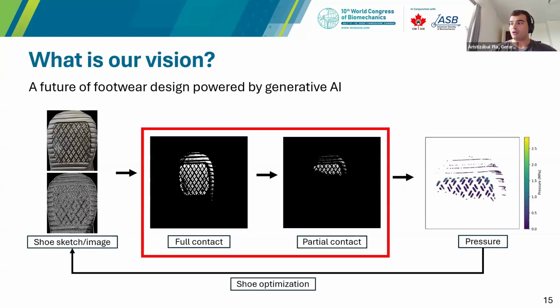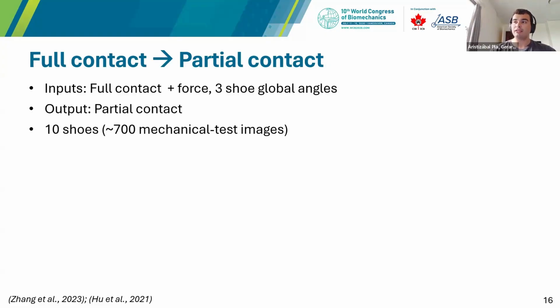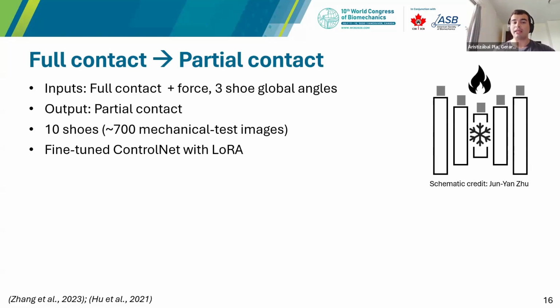But then going back to our project, I will now talk about the prior step. The step will be going from the full contact into the partial contact. For this, the model inputs were a full contact, a force, and 3 shoe global angles, and then the output was a partial contact. For this, we had a similar setup, so 10 shoes, and in total 700 frames of data, and we also fine-tuned ControlNet with low rank adaptation. So that's kind of like the same idea.